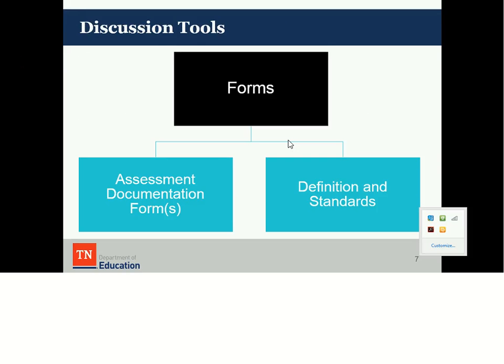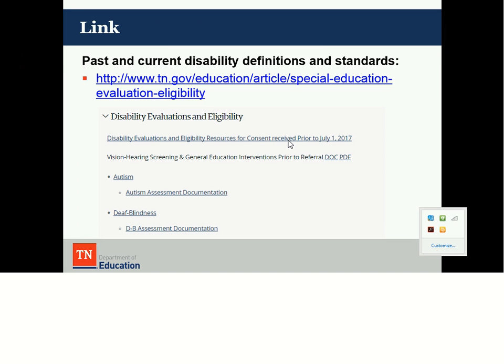And then the definitions and standards for each disability category, which are linked to the disabilities, that provides you with a full breakdown of all the information. It's not just an outline, it's everything that should go into that disability category. So here's the links where you can find those forms. You can see at the top of the slide, the link is there, and that's our special education evaluation and eligibility site for Tennessee.gov.